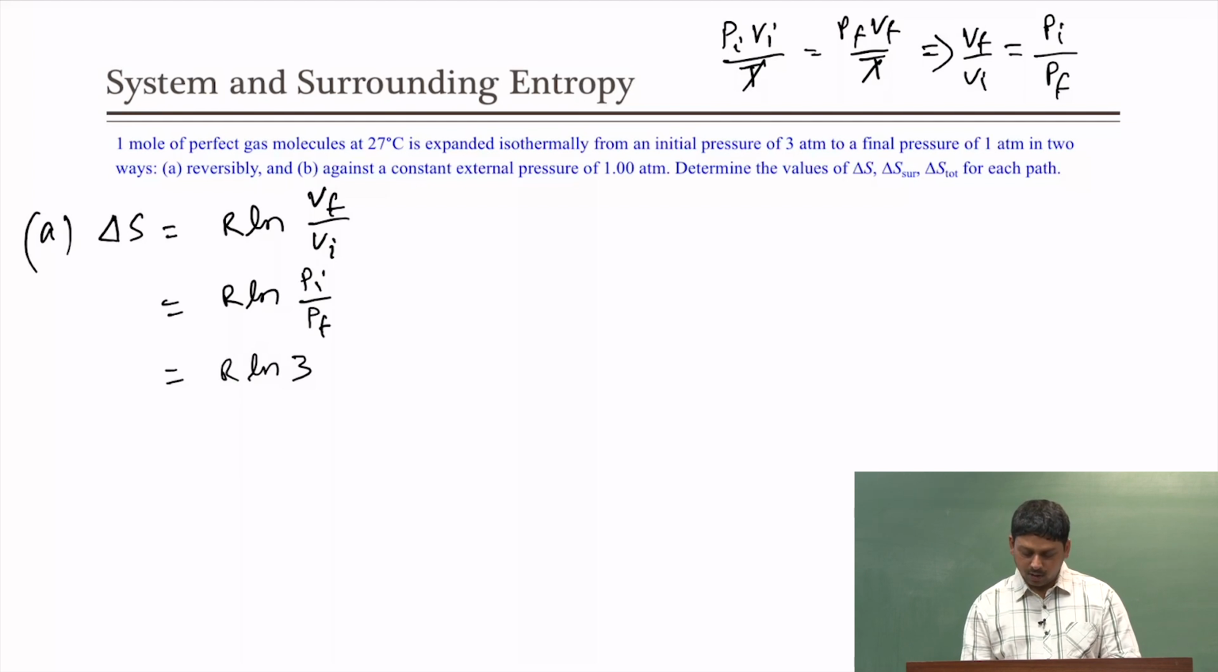What will be the surrounding entropy? Now, it is a reversible process, right. So in the case of a reversible process, ΔS of the surroundings is just minus ΔS of the system.